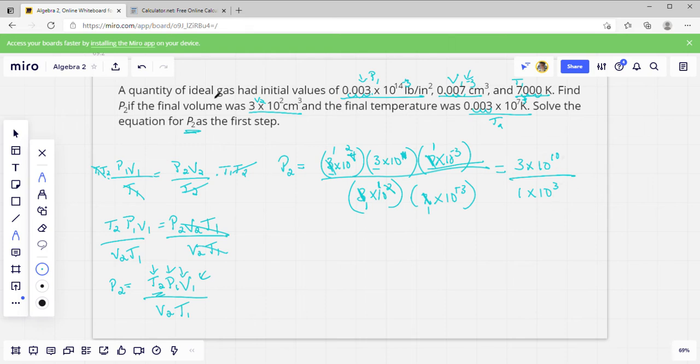Alright, and then we're going to subtract that 3, and we're going to get 3 times 10 to the 7th. And there's our answer for that one. 3 times 10 to the 7th. Alright, so just arrange your problem and plug the stuff in, and there's our answer to that one.